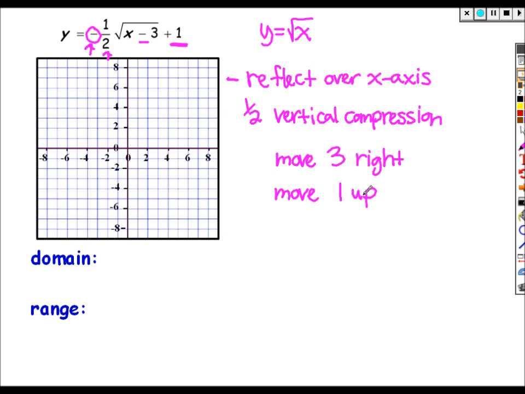So at this time, I'm going to make a table. Think about what x values you could plug in that would cause kind of nice numbers under the radical sign, and then let's compare our graphs. So pause the video and give this a try.